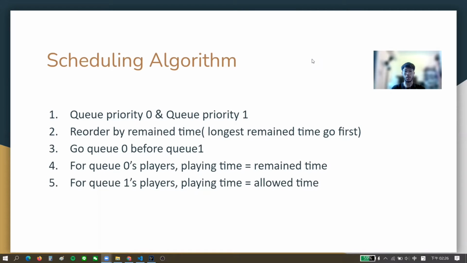Next part is the scheduling algorithm. We have 5 rules in our schedule. First, queue priority 0 and queue priority 1. Second, reorder by remained time. Longest remained time goes first. 3. Go queue 0 before queue 1. 4. For queue 0's players, playing time equals remained time. For queue 1's players, playing time equals allowed time.